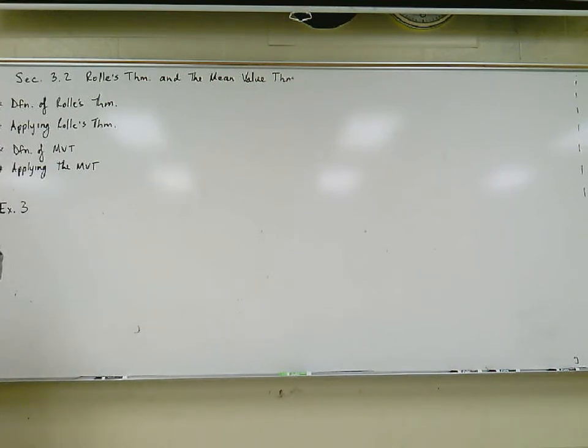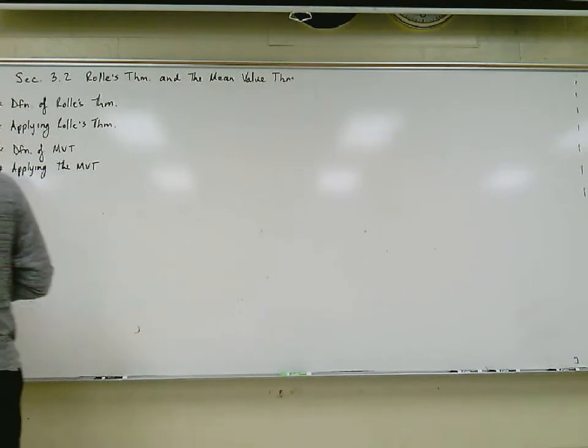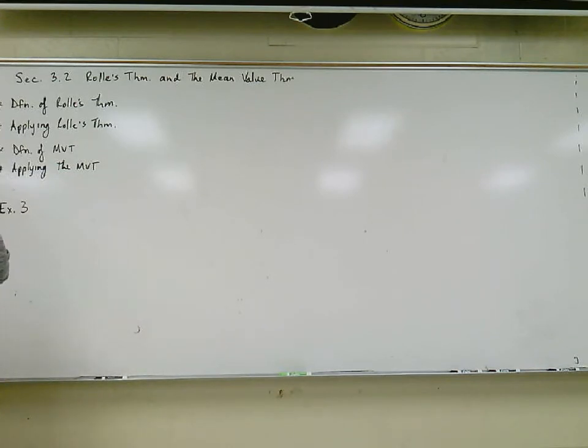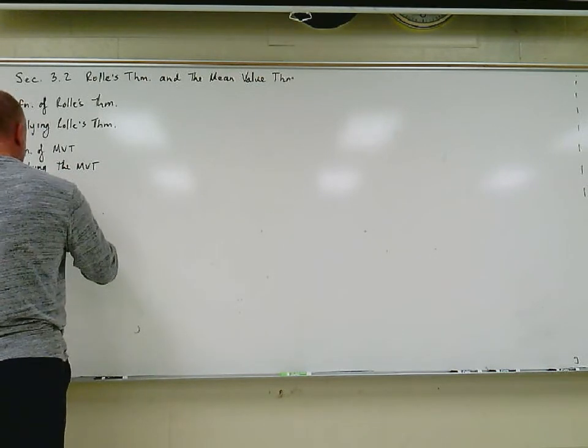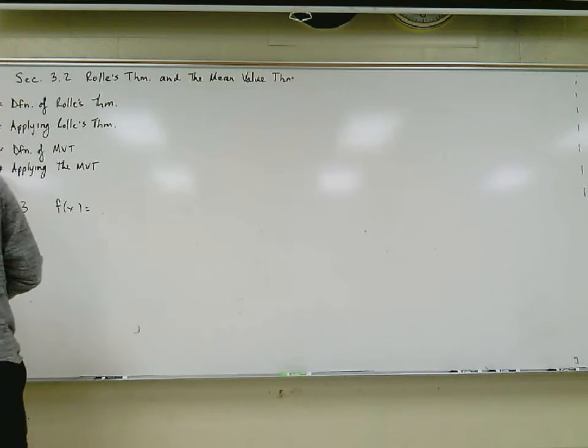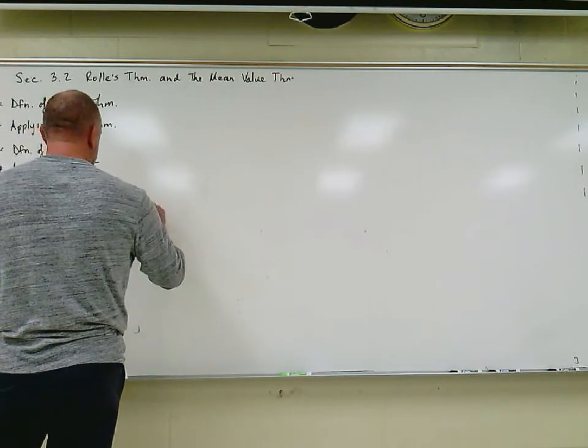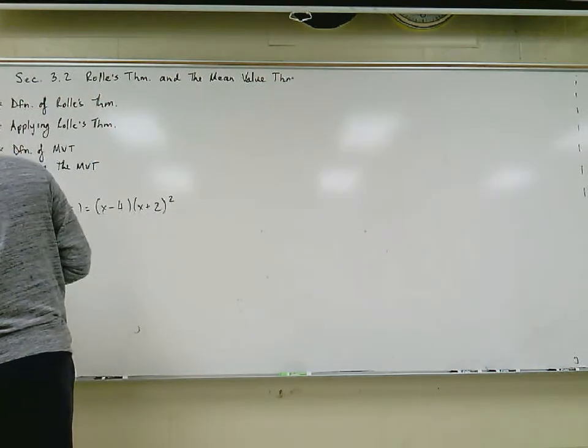Now let's do shape 1. And we'll do f of x equals x minus 4 times x plus 2 squared, and we're on the interval negative 2 to 4.